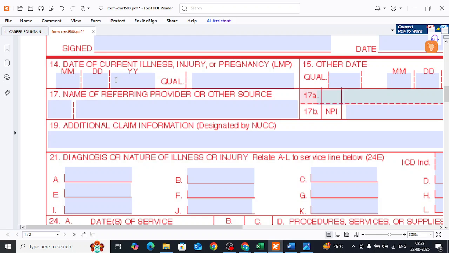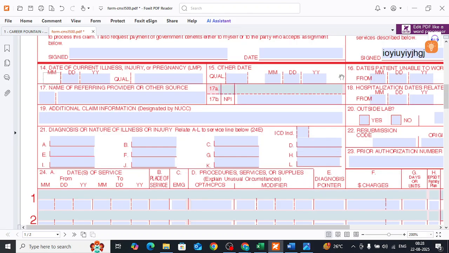Okay, so the exact date from which he got injured or ill, or the pregnancy date, that date will go here. That is box number 14. Box number 15 is other date. I never used it in my career, so you can ignore box number 15. 14 is important.